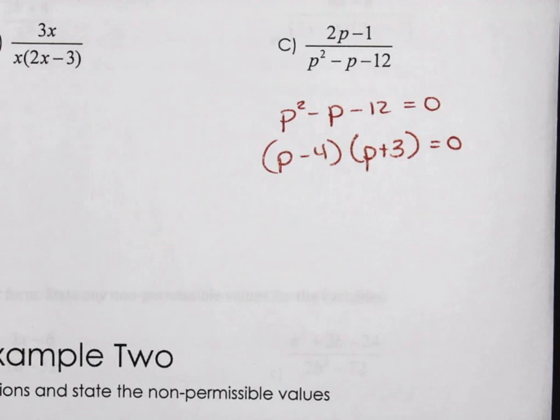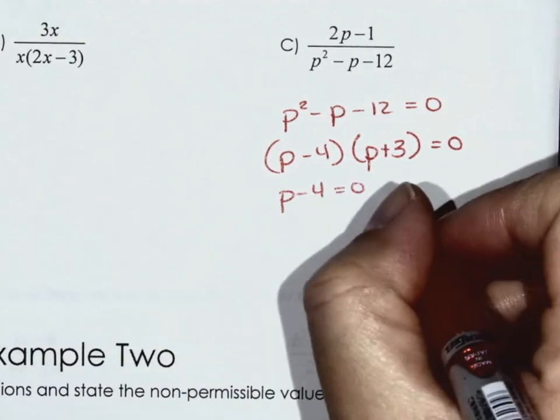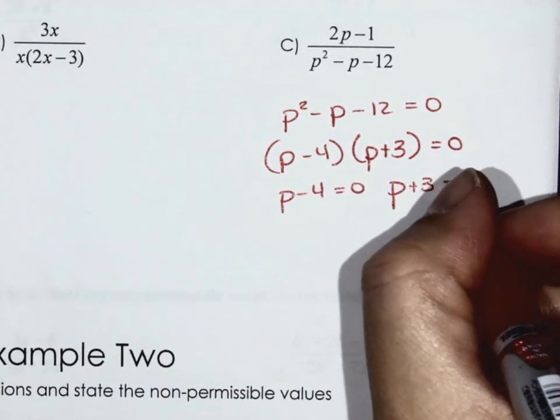So then we're going to set each factor equal to 0. So P minus 4 equals 0 and P plus 3 equals 0.